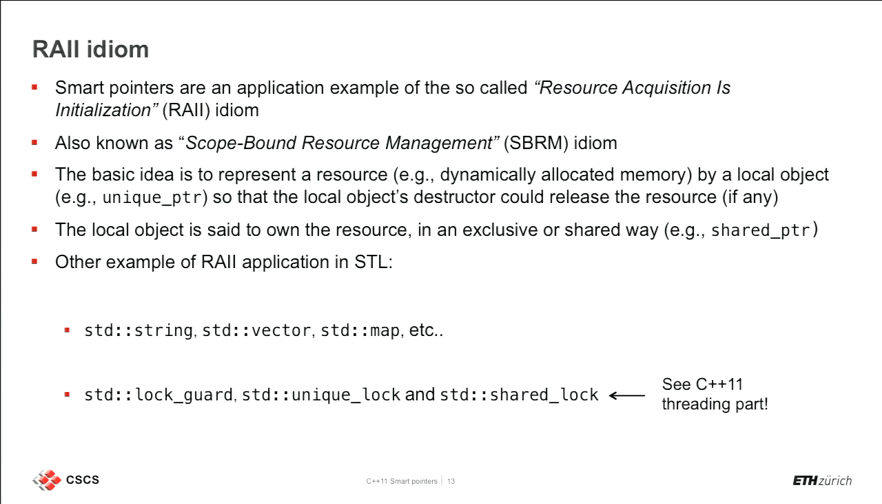The standard vector is an application of this idiom. Again, in this case, you are controlling a memory location as a resource, but you are not destroying it manually. You can create a local vector, a local variable as a vector, and when you finish using it, when it goes out of scope, the resource used by the vector itself, which is a dynamically allocated memory location, is automatically destroyed by the destructor of the vector. So this is just to remind you about the RAII idiom, which is very important also in the other cases.